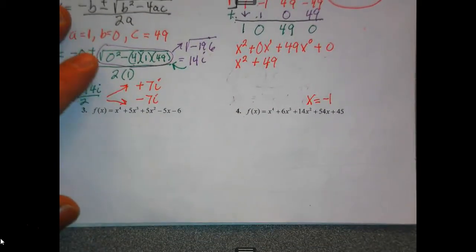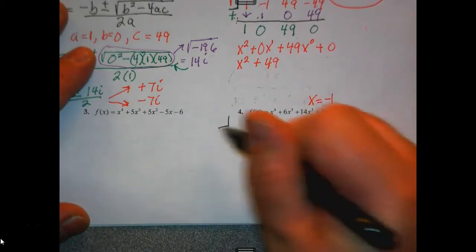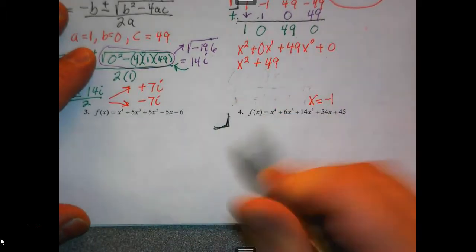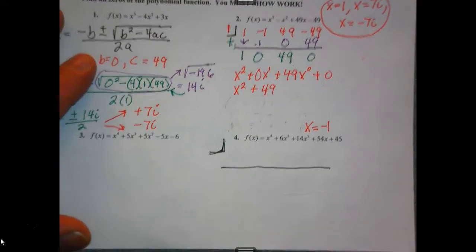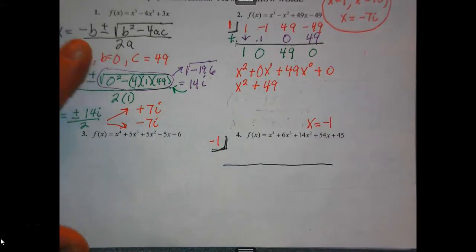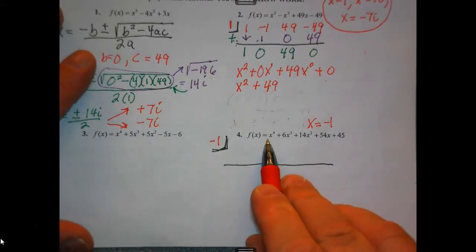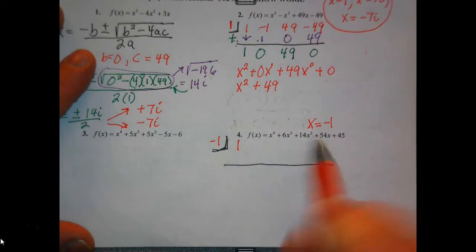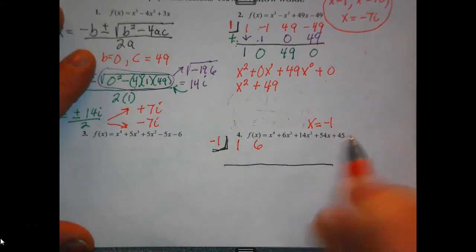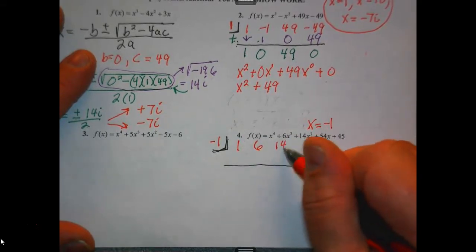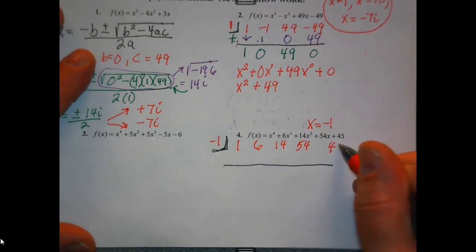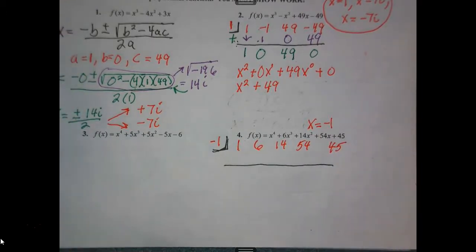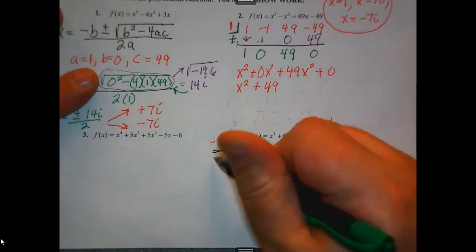Okay, synthetic division. There we go. Divisor -1. Coefficients 1, 6, 14, 54, 45. Okay, we're going to add these.